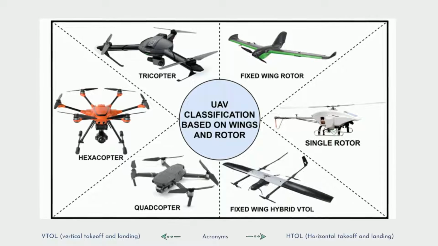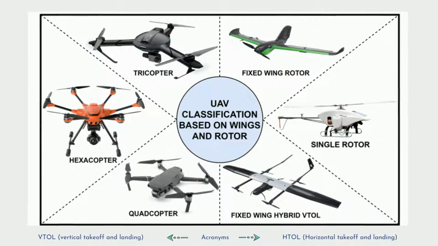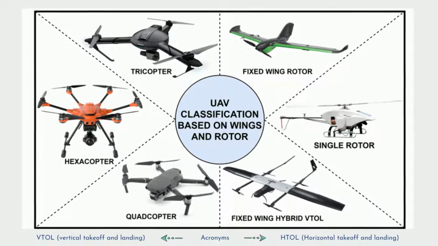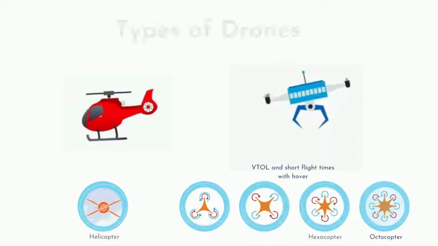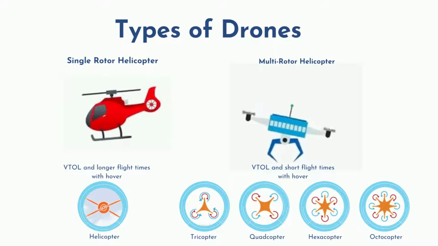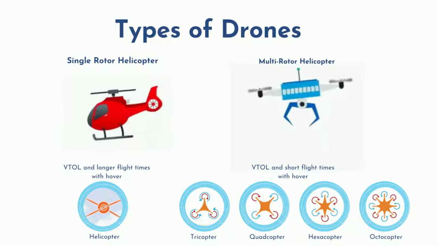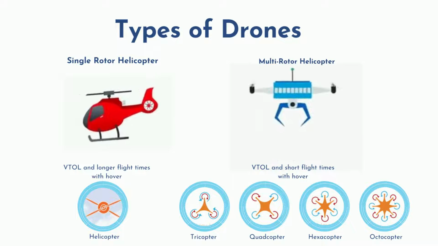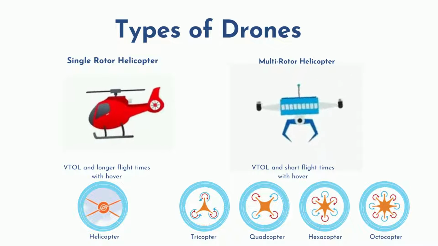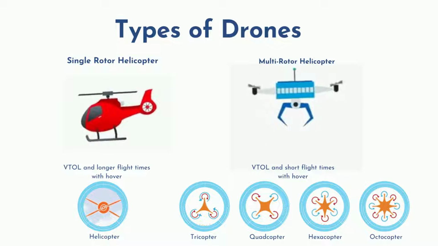There are 5 different types of drones based on wings and rotor. Let's discuss them one by one. Single rotor helicopter. It supports stationary flight, longer flight times, vertical takeoff and landing. Multi-rotor helicopter. It supports stationary flight, short flight times, vertical takeoff and landing.